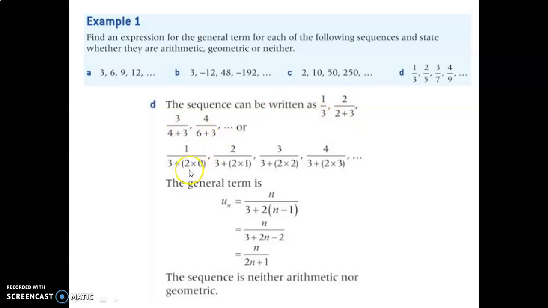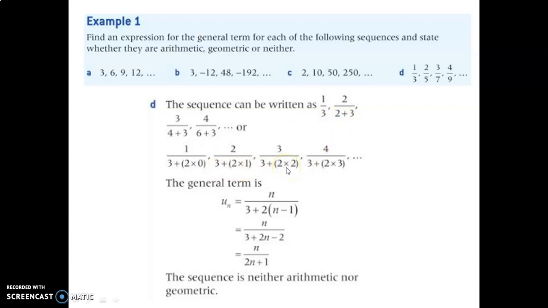Okay, look how it goes further. 1 over this one here, 1/3 turns into 1 over 3 plus 2 times 0. This one, 2 over 2 plus 3, turns into 2 over 3 plus 2 times 1. Wait, is that right? 2 times 1, 2. Yeah, that's right, because it's the 3 plus that. And then, and so on and so on. So it's always 3 plus something.